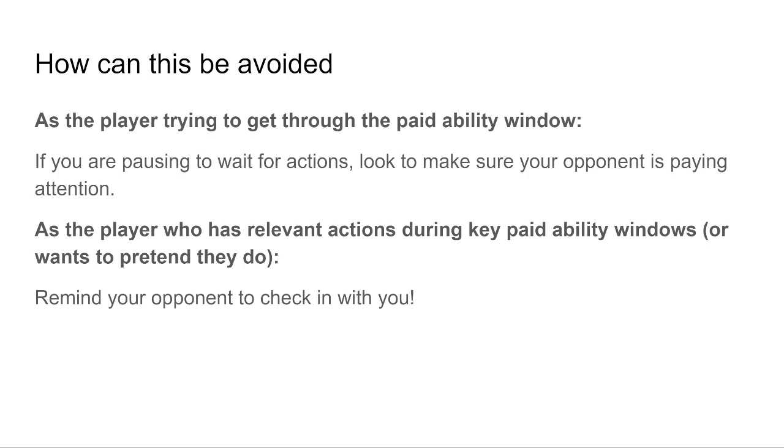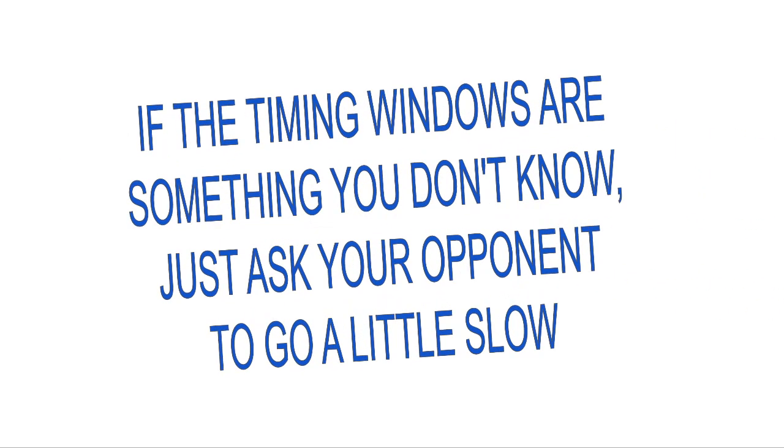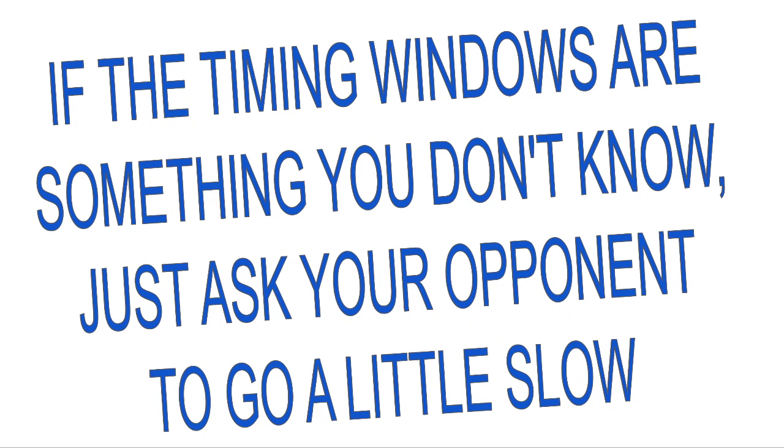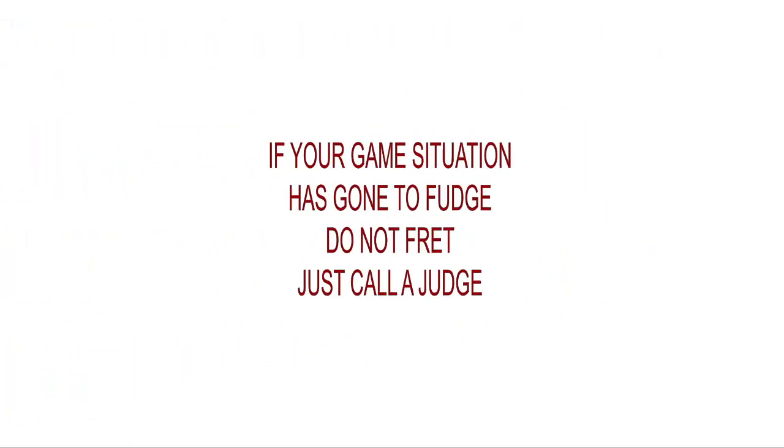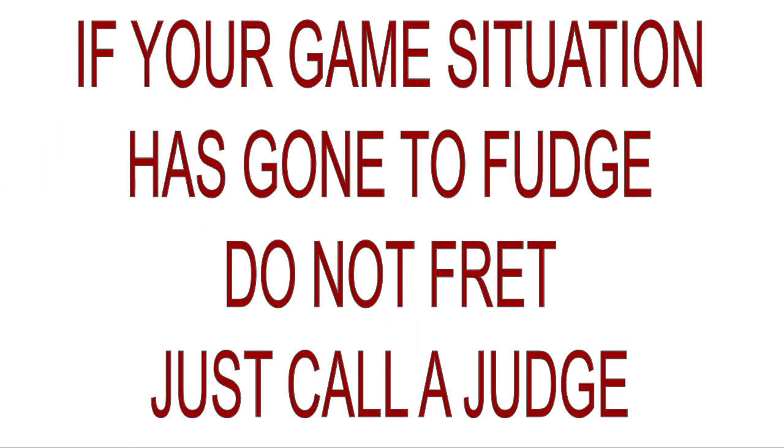Yeah. I think this is a really great game, and sometimes situations come up that are a little ugly, and it's nice to think about what we can do to prevent them from happening. So in general, when in doubt, talk it out. And of course, if timing windows are something you don't know, just ask your opponent to go a little slow. And if your game situation has gone to fudge, do not fret, just call a judge. I wrote all those myself.